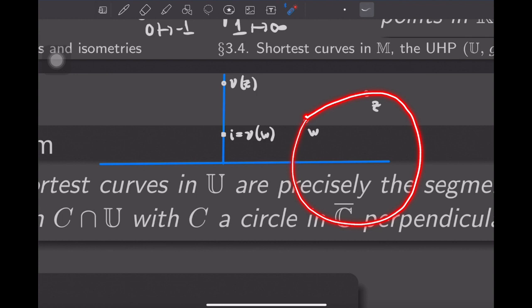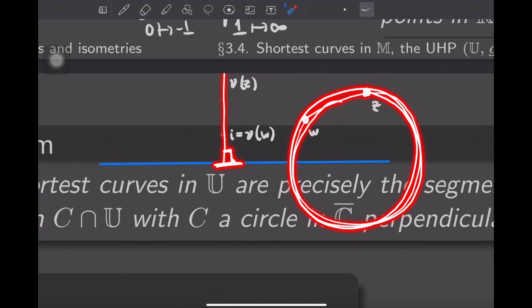Now, what else do we know about this circle? Well, here you see this is orthogonal to the real axis, so this circle is going to be orthogonal to the image of R bar under nu inverse. But nu inverse preserves U bijectively, so it preserves R bar bijectively. So the image of R bar under nu inverse is R bar. So what I obtain is orthogonality with R bar.